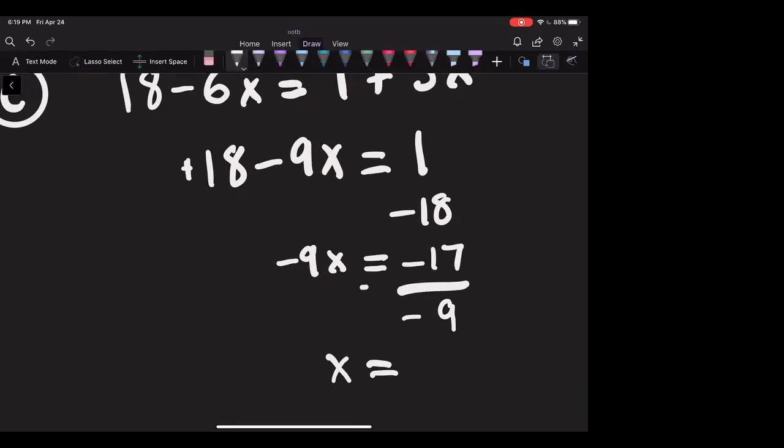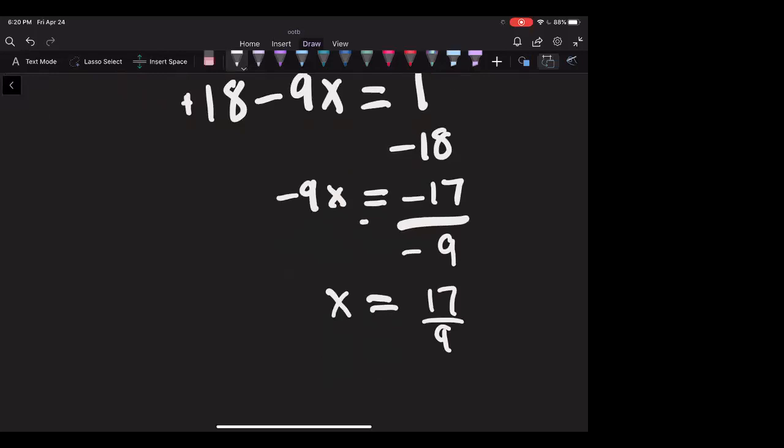What did you get, Azaria? 17/9, right? That should be, in decimal form, 1.88. So negative 17 divided by negative 9. Yes. Let me try that again. Okay. One sec.